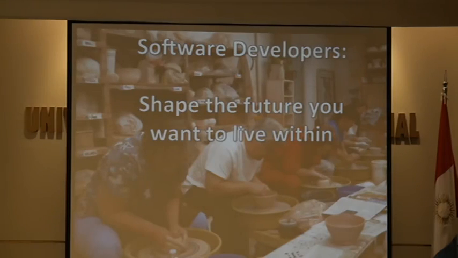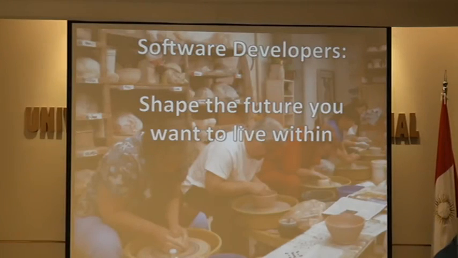And particularly as software developers, we really should be shaping the ambient computing world that we want to live in, because we have more power to do that than most other people, right? We know both the upside and the downside of what can be done with computing.